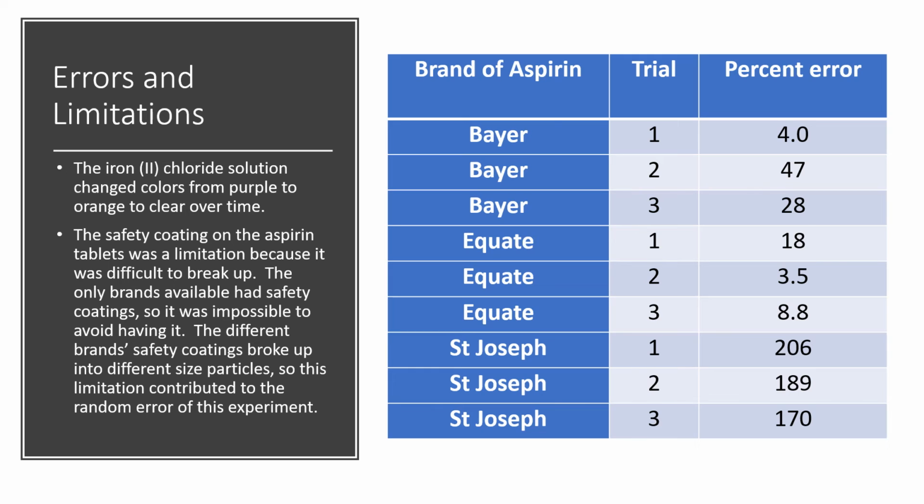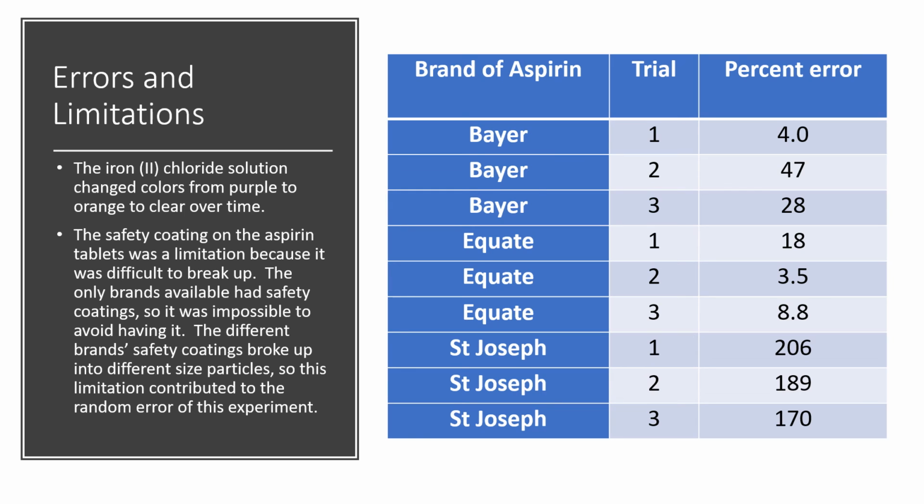Additionally, the iron chloride solution changed colors from purple to orange to clear over time in the experiment, and this is likely due to contamination, but every effort was made to mitigate this by washing equipment. In the future, you could have enough glassware to not need to reuse it and wash it in between.